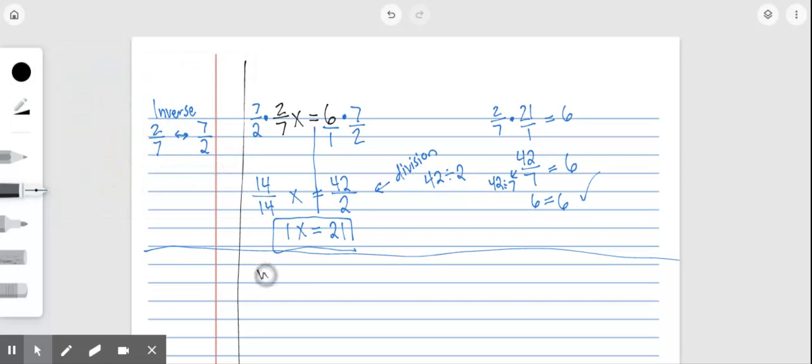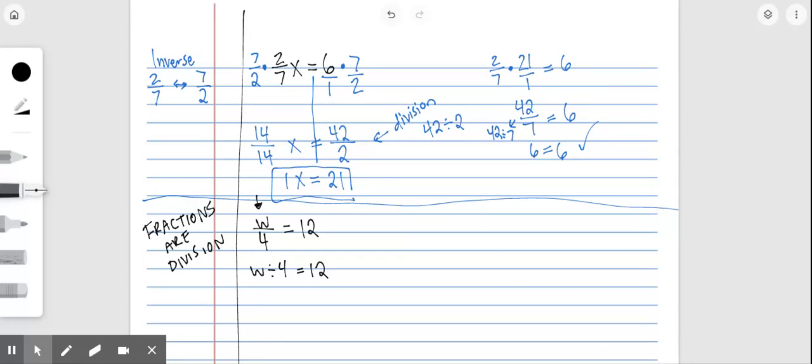This one's just going to be W over 4 equals 12, okay? Now, this one's a little easier because I don't have a fraction in the front, but it's also harder because of the way that this is set up, okay? W over 4 is basically saying I have a W, and I divided it by 4, and it's equal to 12. Okay, because remember, fractions are division. Fractions represent division. So since fractions are division, what is the inverse operation of division?